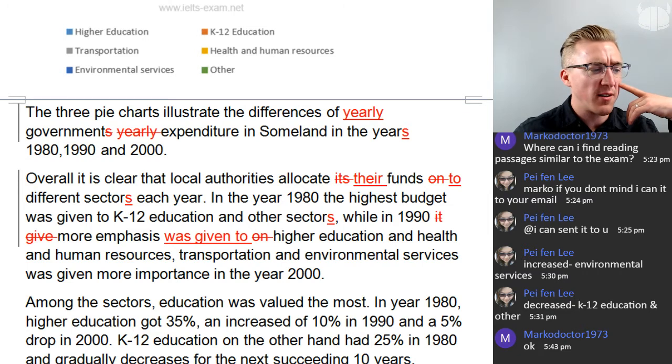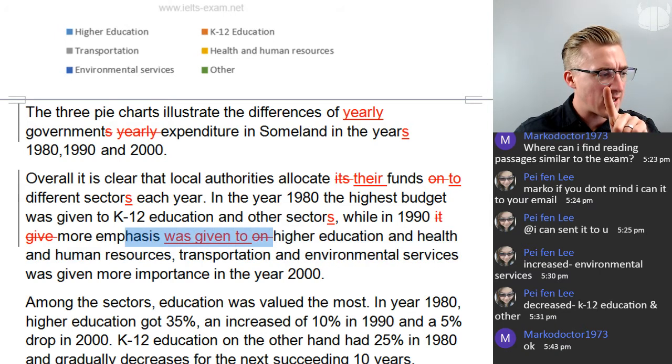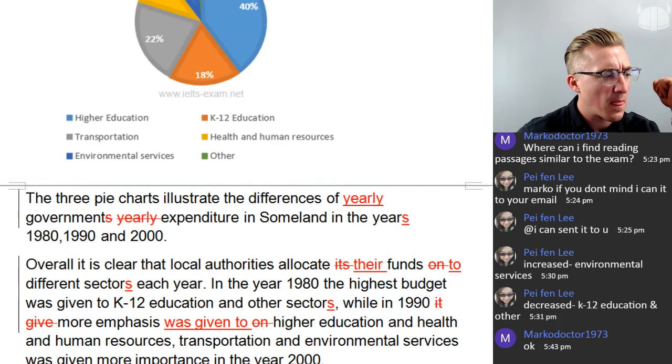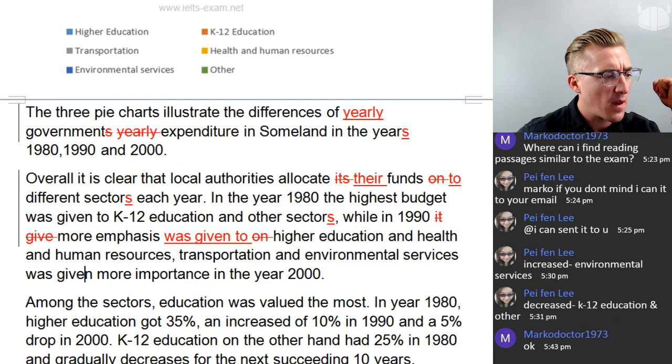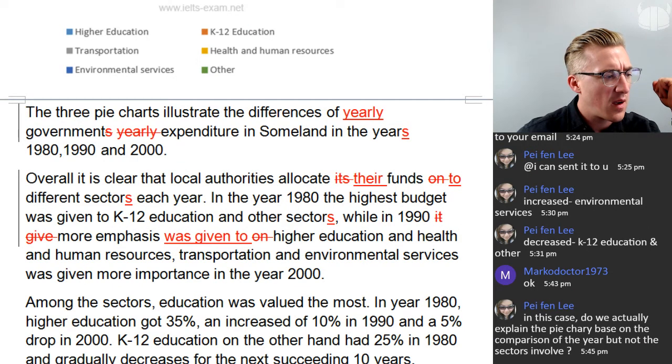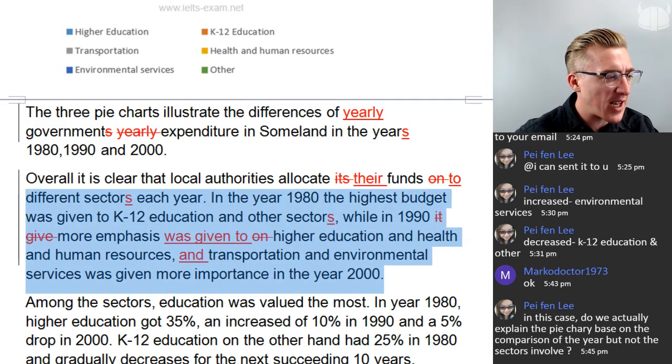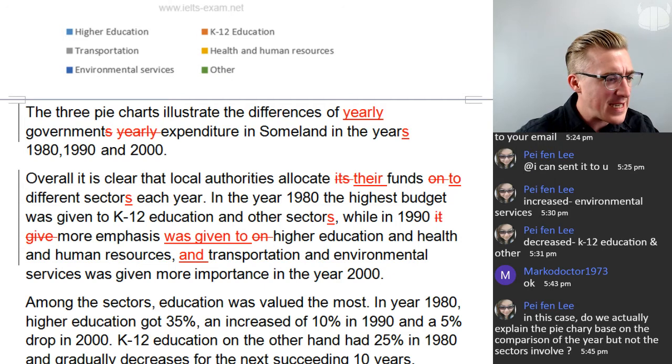You've got 2 verbs here, right? So you've got, well, in 1990, more emphasis was given. There's our first verb. To this, and then you have another verb, was. So the sentence structure here is faulty. I'm just going to add the word and. I'm not sure what meaning you're trying to express here. I'm getting kind of lost as to what the idea is.